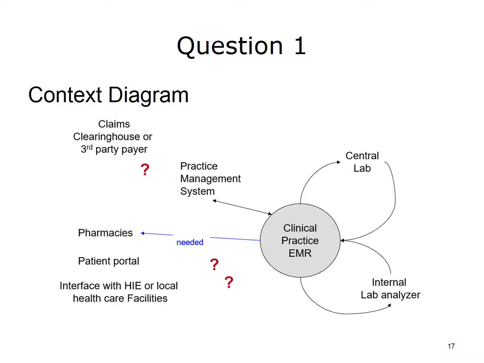Moving clockwise, the scenario mentioned using a central lab, local office of a national lab testing chain. Moving clockwise again, the scenario mentioned that the practice did blood counts in the office using an analyzer. This represents an interface. Moving clockwise again, there was no mention of interfaces with a local HIE or local healthcare facilities, or of the need for a patient portal or of appointment scheduling, so I noted these as areas of uncertainty. Lastly, the practice does not currently have, but did mention as a future need, e-prescribing.